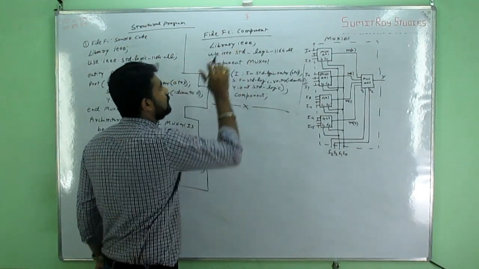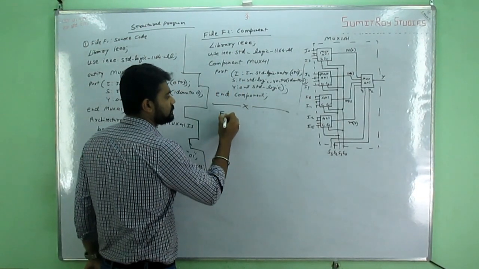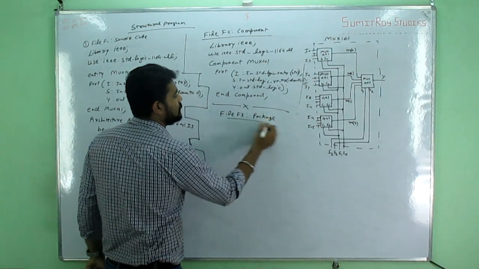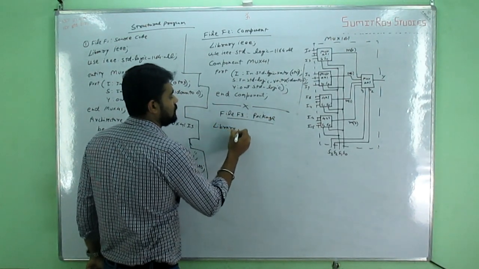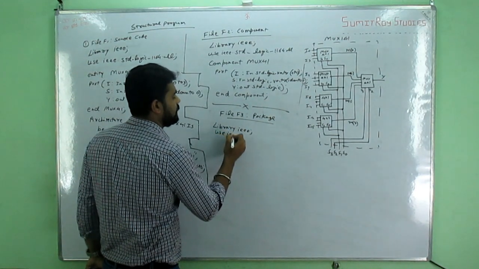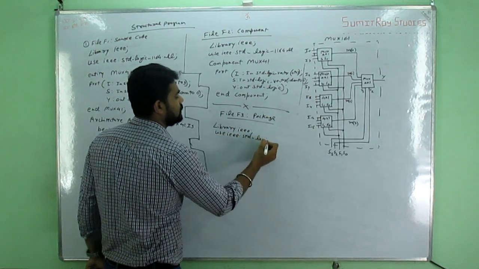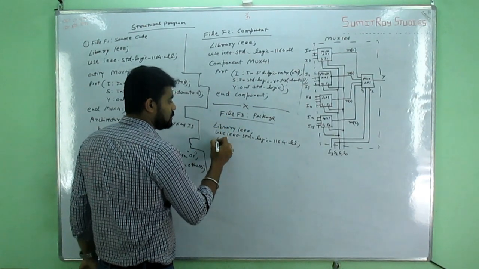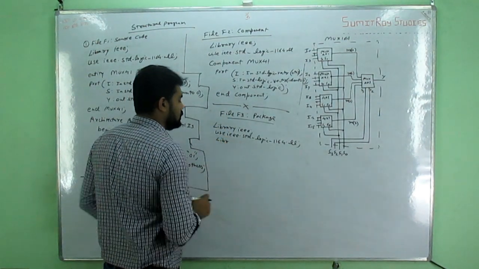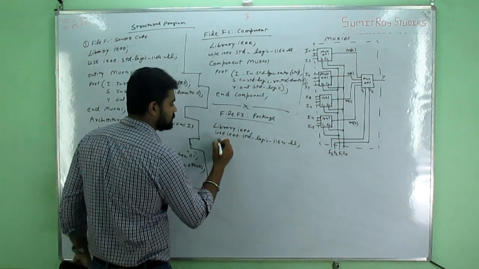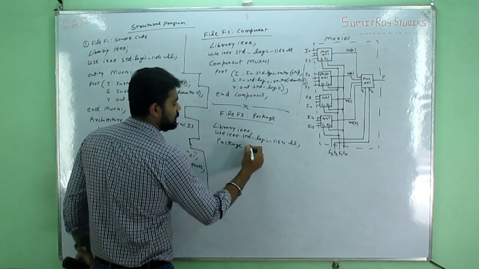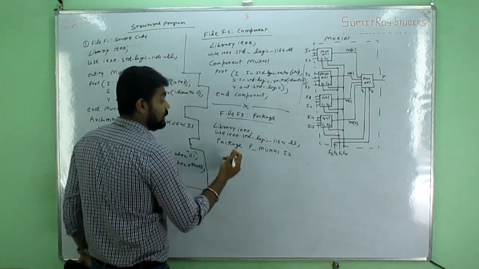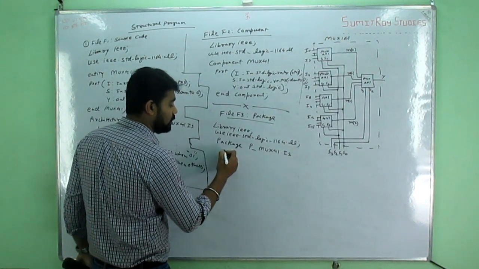And this is this. With file F2, then there is file F3, that is package. So use IEEE dot standard_logic_1164 dot all. Now a new thing, library has been included. Now package, name it as p_mux41 is, and inside that package there will be component.